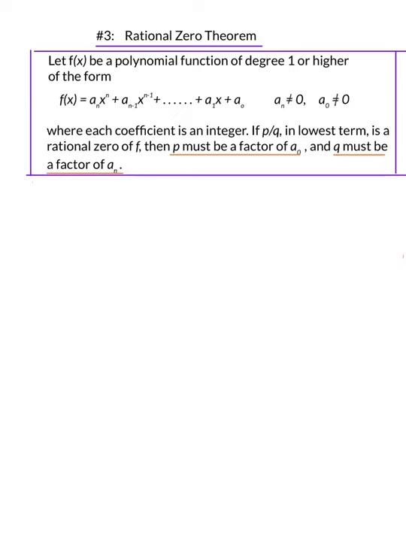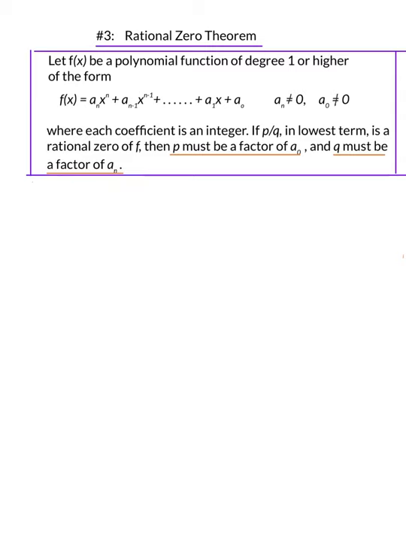I know, the statement and the notation look really scary, but there's nothing to it. So, first of all, what they're basically saying is that if there is a rational zero, now rational means fraction, okay, so if there is a fractional zero of f, then P must be a factor of a sub 0. So P must divide a sub 0, whatever this constant is. And then Q must be a factor of a sub n.